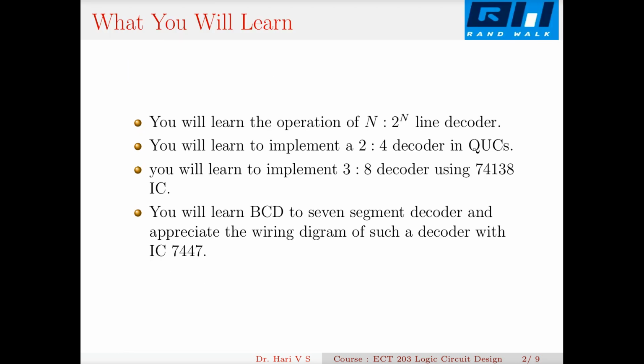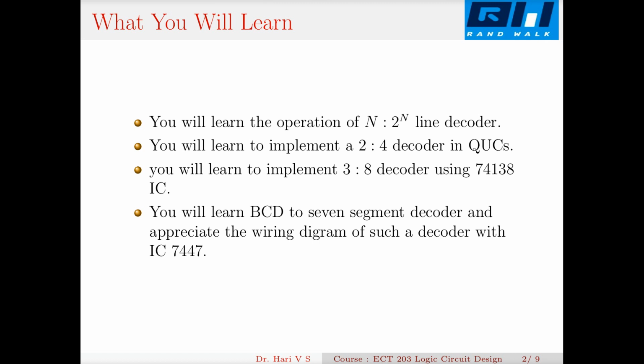So what you will learn in this video, you will learn the operation of n to 2 raised to n line decoder, like a 2 to 4 decoder or 3 to 8 line decoder, that way. Then you will learn to implement a 2 to 4 decoder in QX. Then you will learn to implement a 3 to 8 line decoder using the 74138 IC. Already you have seen this IC in demultiplexer. It's a demultiplexer bar decoder IC. So it is the same wiring diagram that you will be seeing, except a minor change.